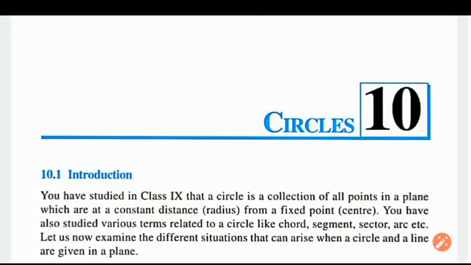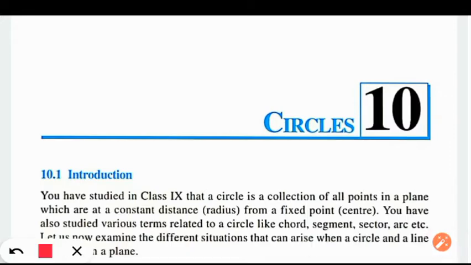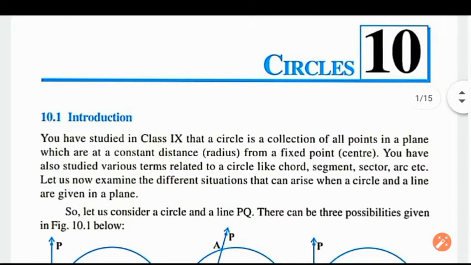Here I come with my new video today, and in this video I am going to start a new chapter called circles. I think you all are familiar with this term circle, right? In your previous standards there were various properties related to circles. There were various theorems in circles, right?